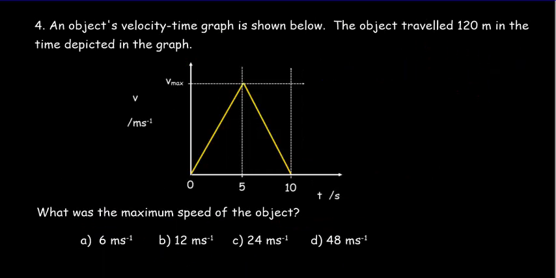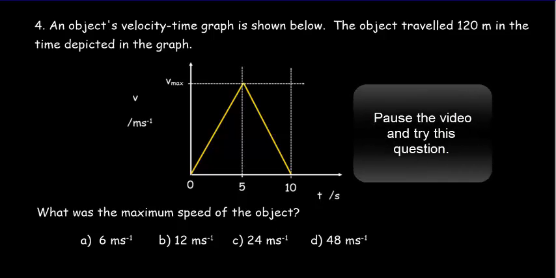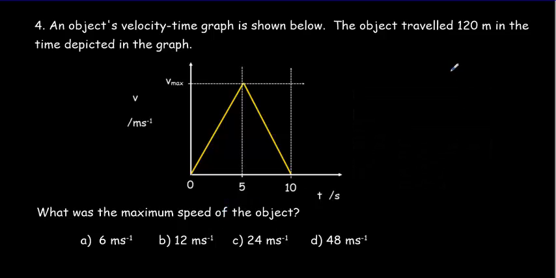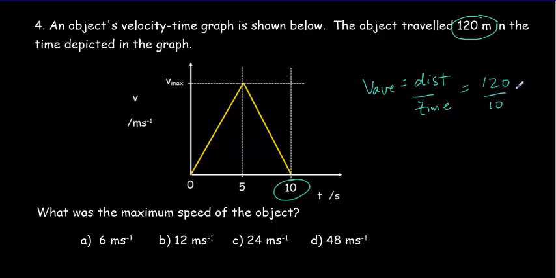Question 4 involves the relationship between a maximum speed and an average speed. Pause the video, try the question, come back for the answer. So what we need to realize here is that we know the total distance traveled, it's 120 meters. And we also know the time it took to travel 120 meters. That would be 10 seconds, which means that the average speed, which is just that total distance over time, is going to be 120 divided by 10, or 12 meters per second.